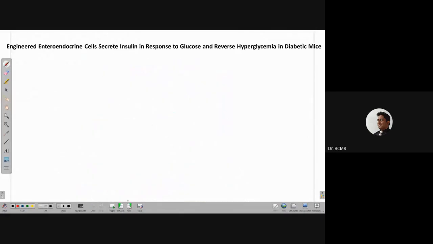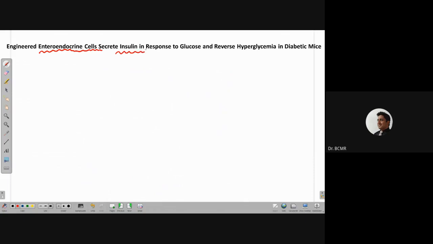Yes. So now we are actually going to read this particular paper, as I was telling you last time. I have described a lot of background, and that is sufficient for you to actually understand the paper too. But let's discuss why they chose enteroendocrine cells, and second, how they made them secrete insulin.